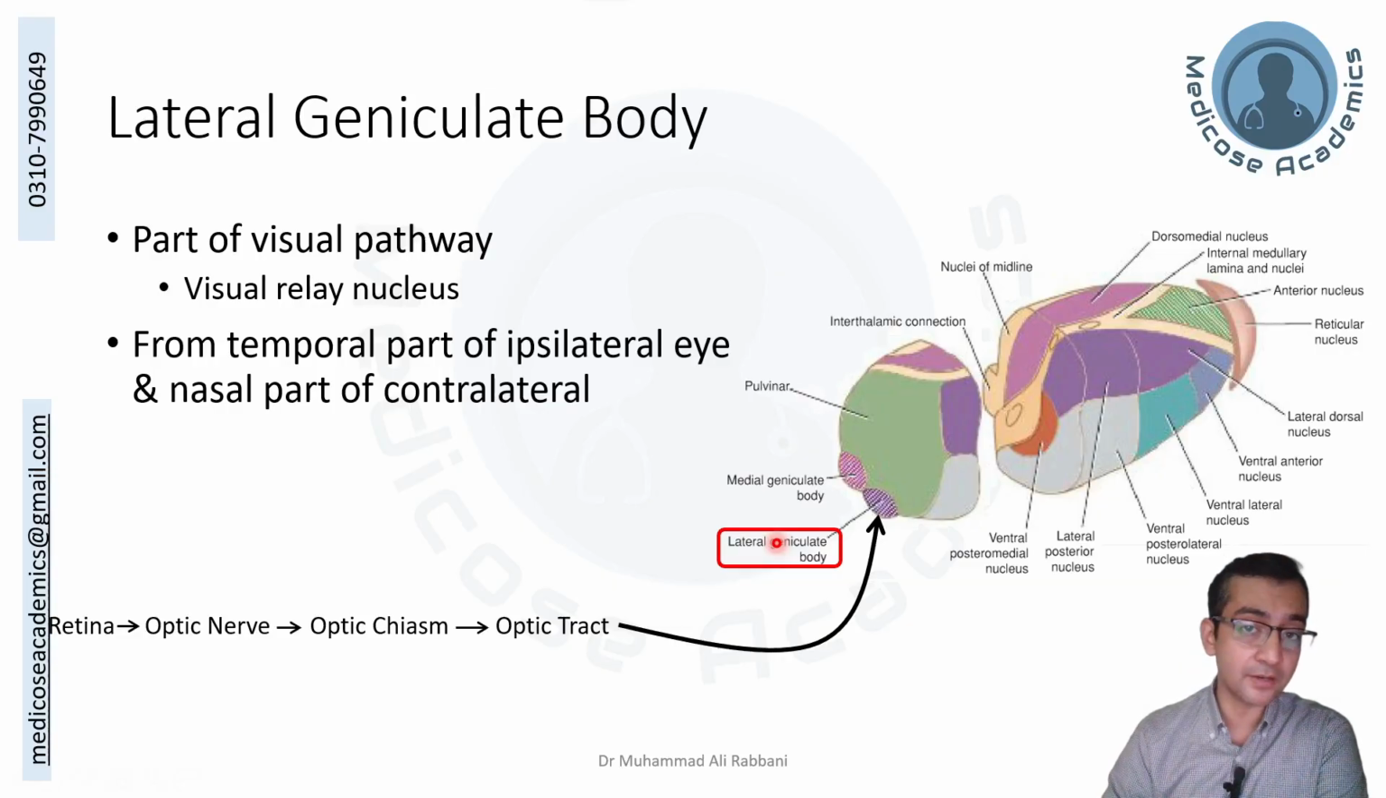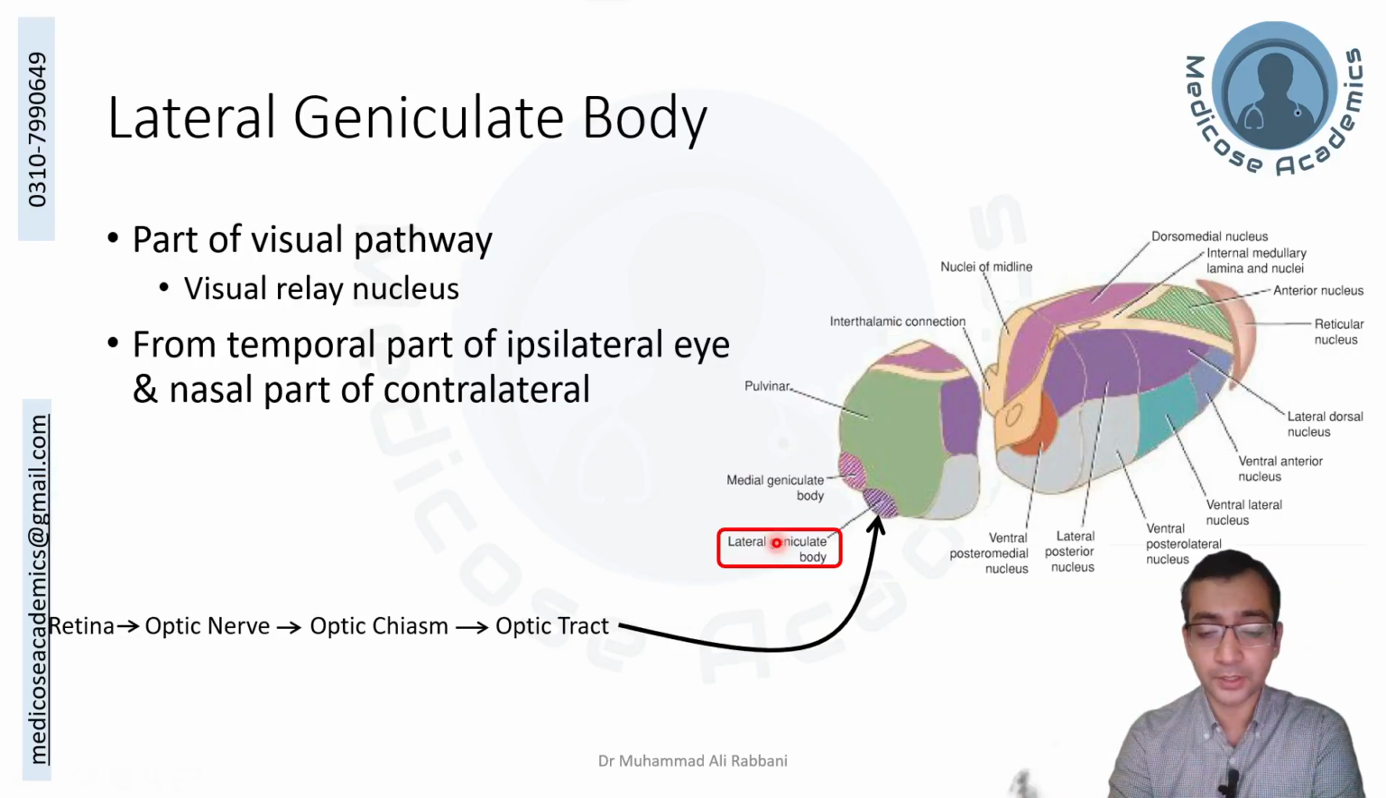The optic tract itself was getting its signal from retina to optic nerve to optic chiasm to optic tract.